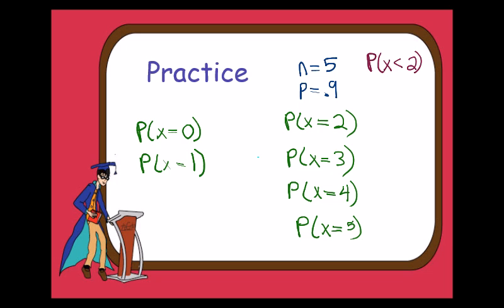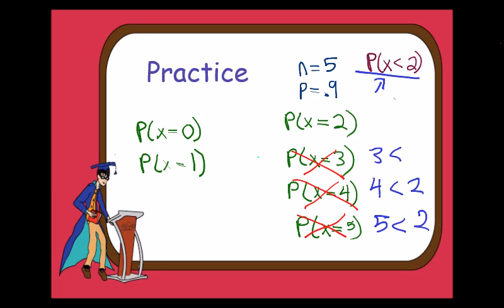Let's see. Let's start eliminating what we know. We wanted x is less than 2. So we know x can't be 5, because 5 is not less than 2. We know it can't be 4, because 4 is not less than 2. We know it can't be 3, because 3 is not less than 2. But can it be 2? Sorry, folks. 2 is not less than 2. 2 is equal to 2, but 2 is not less than 2. Please do not get this mixed up, and we're going to keep talking about this later on when we do more in-depth calculator functions.